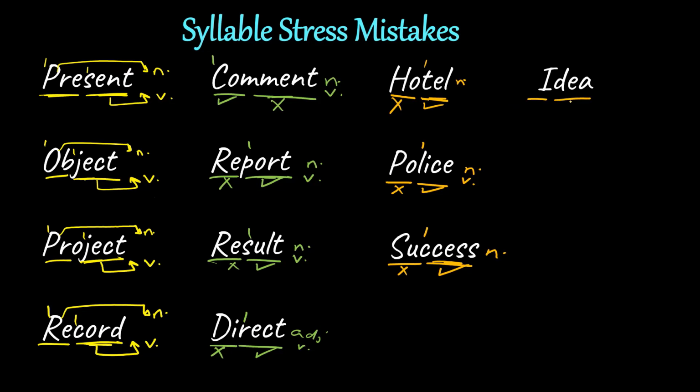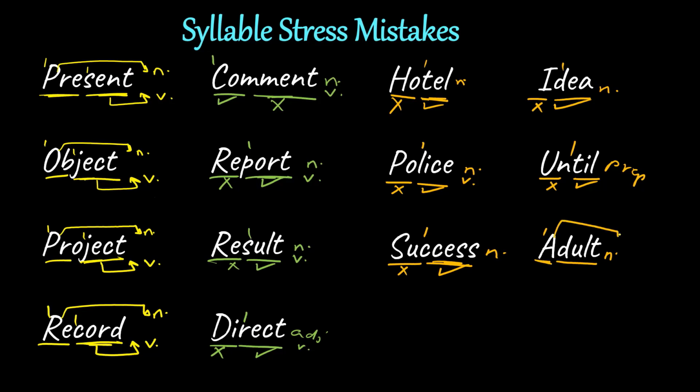Idea has two syllables. The stress is always on the second syllable. Idea. Don't say IDea, and of course it's a noun. Until. The stress is always on the second syllable, not the first. Don't say UNtil, it's until, and of course it's a preposition. The last word here, adult or adult, it's a noun. The stress is on the first syllable. Adult gives the British pronunciation, while the stress on the second syllable, adult, gives the American pronunciation.